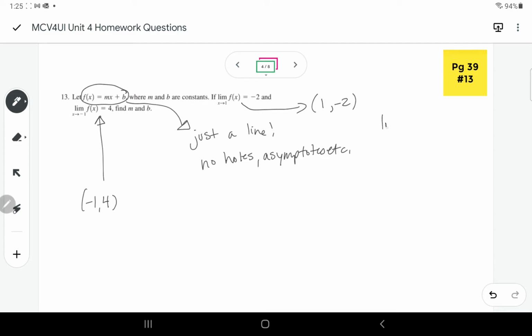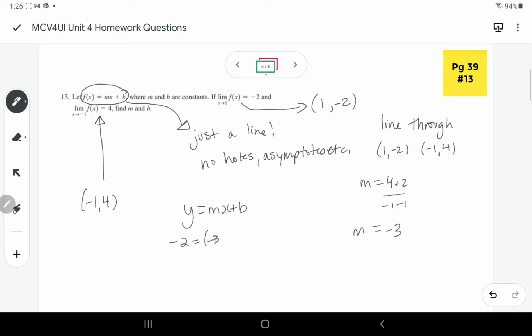So you're just looking for the line through these 2 points. So you would just do the slope, 4 plus 2 over negative 1 minus 1. So the slope is negative 3. And then y equals mx plus b. You can use either point. -2 equals -3 times 1 plus b. -2 plus 3 is b. b is 1. So it's the line y equals -3x plus 1.